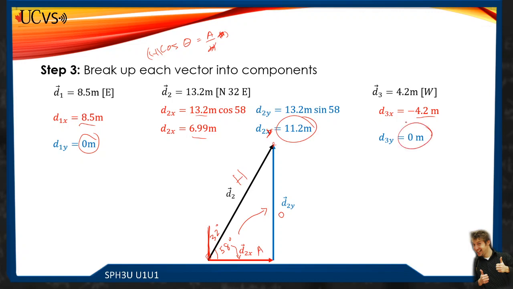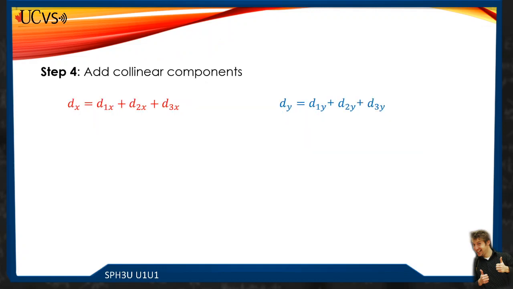All right, and all I have to do now is put all those red numbers together and all the blue numbers together. So step 4, add all the components that are all in the same direction, all the X pieces and all the Y pieces. So in the X direction, I have 8.5 meters from the first one, because it said 8.5 meters east, so that's going to be positive 8.5. Multiplying by cosine of 58 gave us the 7 meters from D2, or 6.99 meters. And D3 was 4.2 meters west, so that's negative 4.2 meters. Add it all together, 10.9 meters in the X direction.